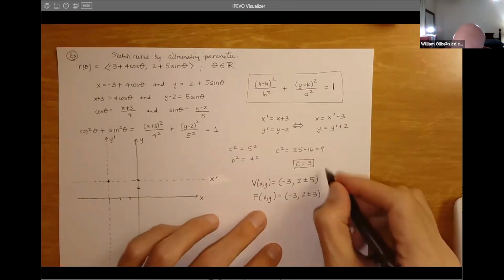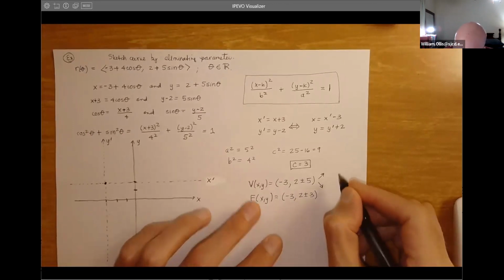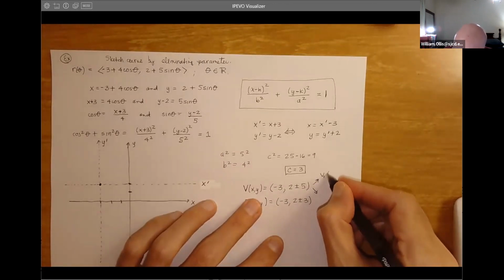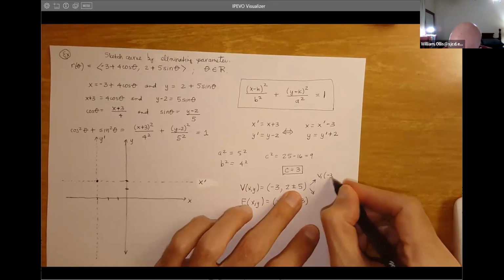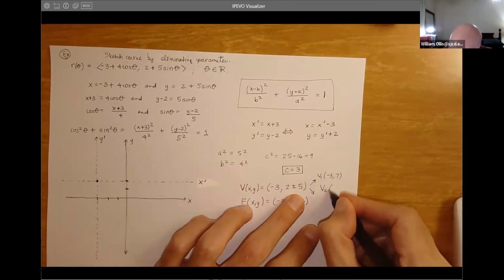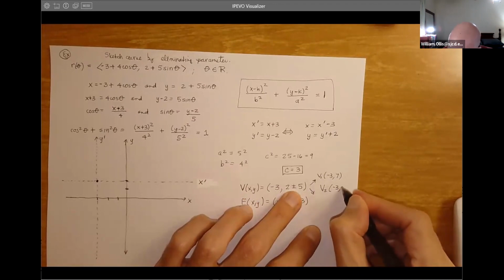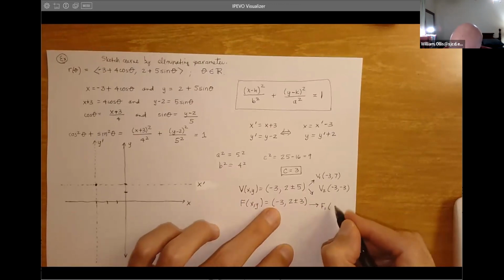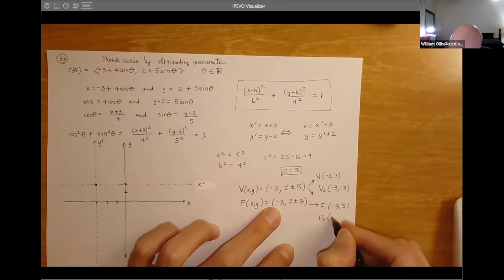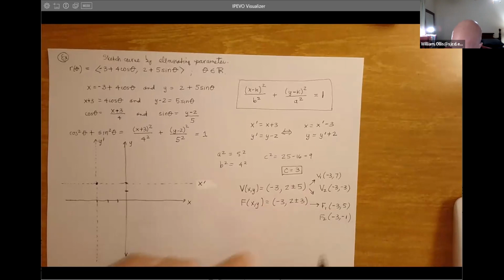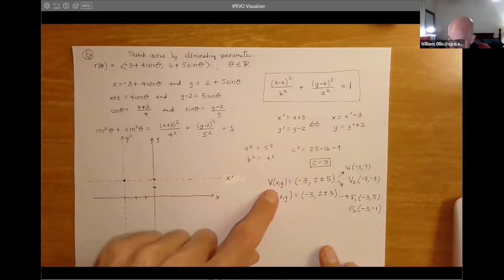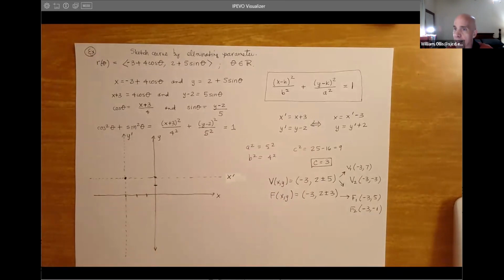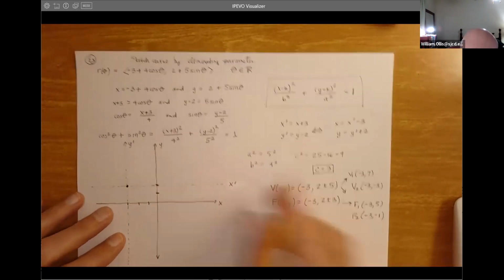So what is this going to give us? This will give us two vertices. We'll do the V1 and the V2. So we'll do negative 3, 7. And then we'll subtract, so we get negative 3, negative 3. And then focus 1 will be negative 3, 5. And focus 2 will be negative 3, negative 1. So again, we see now that the major axis, just like we did in pre-cal, is vertical. So let's go ahead and mark this.